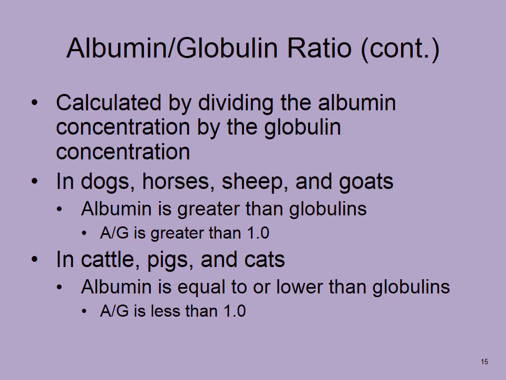This may be an important VTNE question. It sounds like the kind of stuff they'd ask you. So albumin to globulin ratio is greater than 1 in dogs, horses, sheep, and goats. In cattle, pigs, and cats, it's less than 1. So there is less albumin, the same amount or less than globulin in those animals.